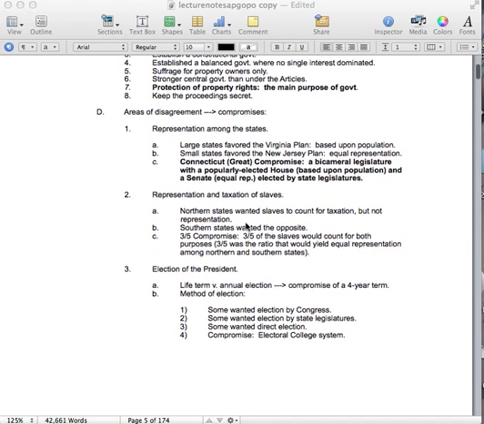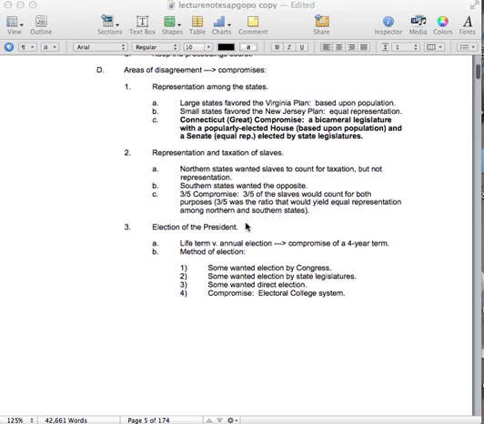Alrighty, we left off on Friday on the areas of disagreement which they had to compromise. And we first started talking about the election of the president. We went over these different things. And remember, all three of these essentially get involved in the election of the president. And so we left off there.